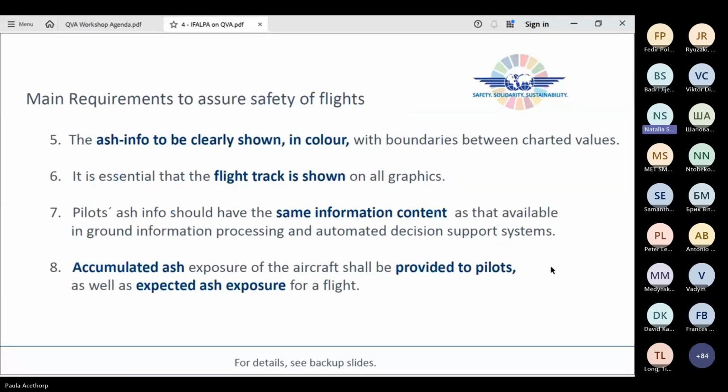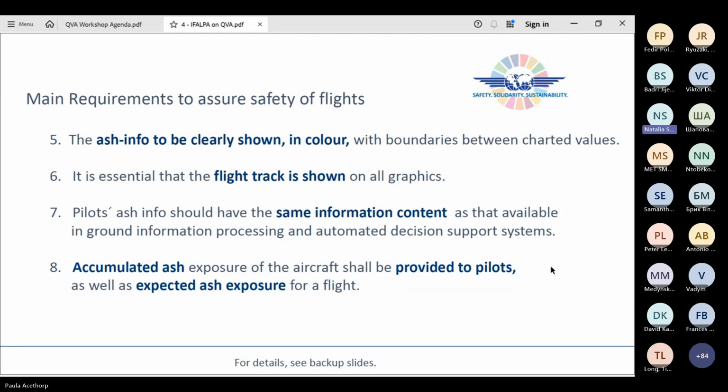Then the ash, of course, needs to be shown in color on the EFB, on the electronic laptops, devices, whatever the pilots have in the cockpit. And we want a flight track in there in 3D, so it's appropriate to the phase of flight what is shown there. And the same information content is as on the ground, so that there is one view of the ash that is available to all.